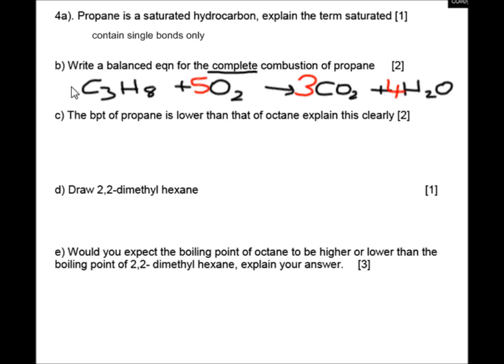Part C then states that the boiling point of propane is lower than that of octane, and you've got to explain this clearly. So again, it's a 2 mark question. First mark is for stating that the propane is a shorter chain alkane than octane.